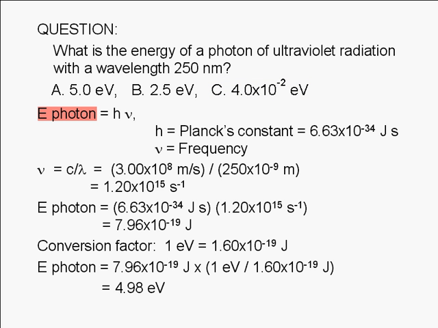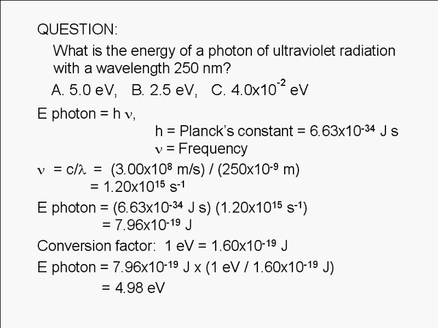The energy of a photon is directly proportional to the frequency. Specifically, it is equal to Planck's constant h times the frequency nu. The value of Planck's constant is 6.63 times 10 to the negative 34 joule second. We're not given the frequency in the question, but we are given the wavelength, which we can use to calculate the frequency.